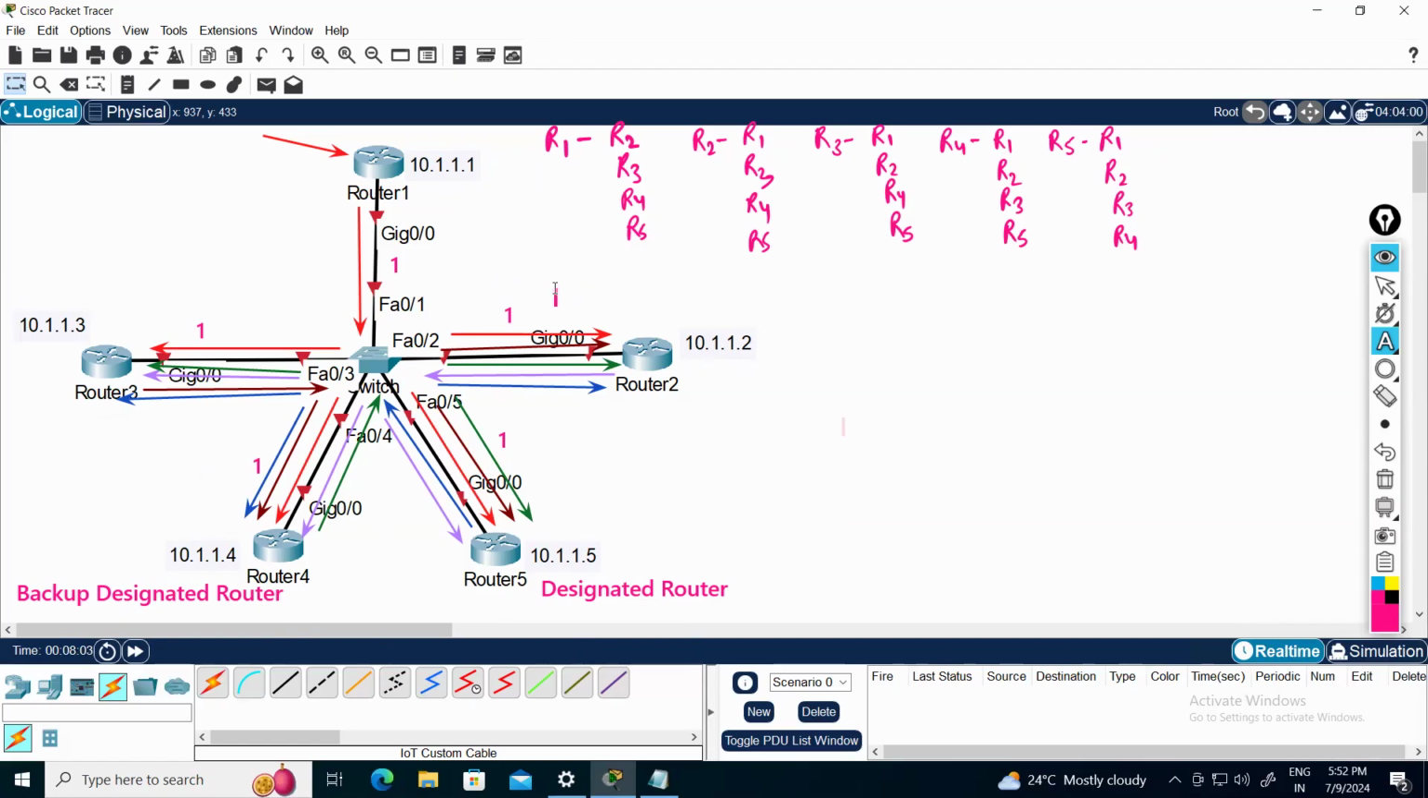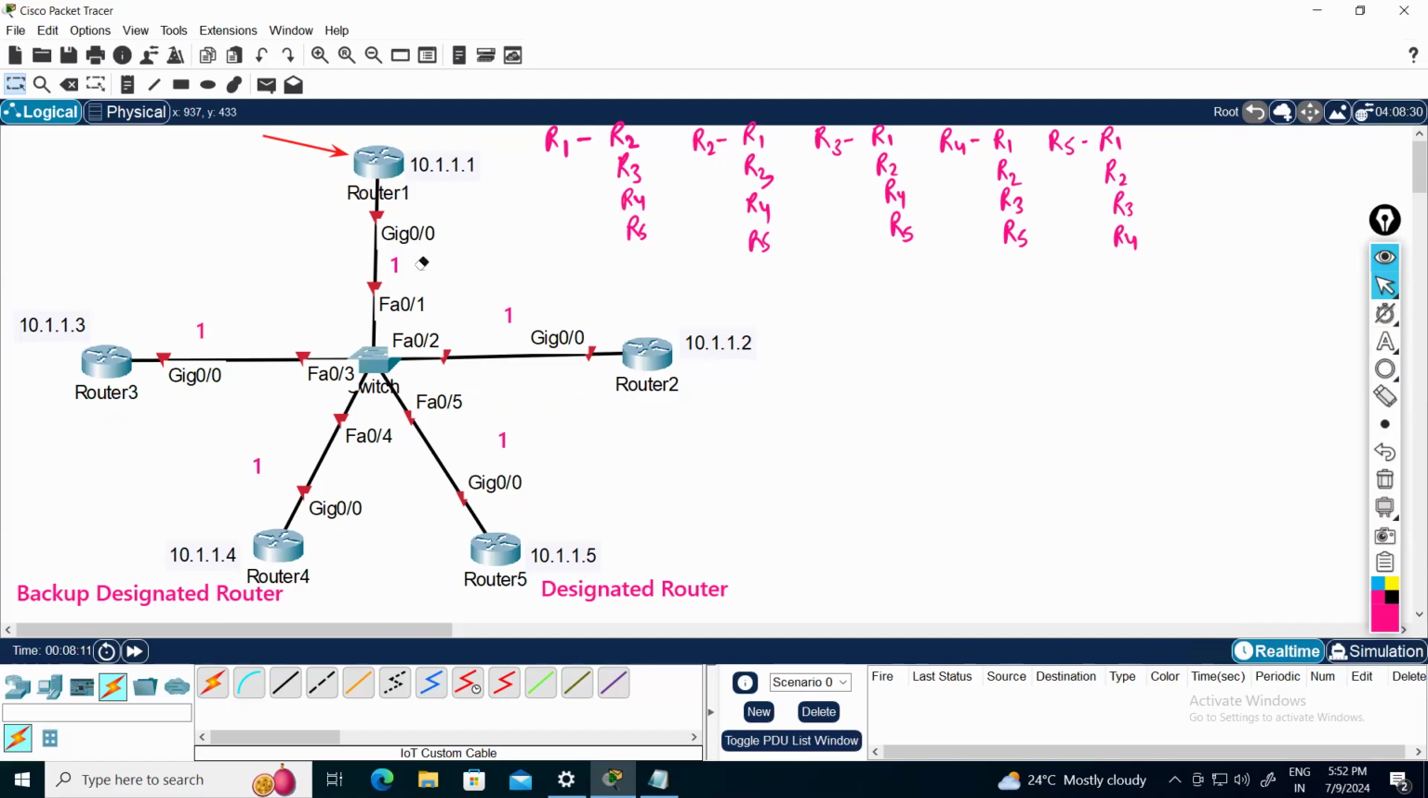Okay. In that case, what will happen? Understand. Now, let's say this is elected as DR. This is elected as BDR. Okay. So in the router, you will see this as a DR. You will see this as a BDR. And the remaining routers, they will be known as DR other. This is the role of them. Neither the DR nor the BDR. This is DR other. This is also DR other. Clear?